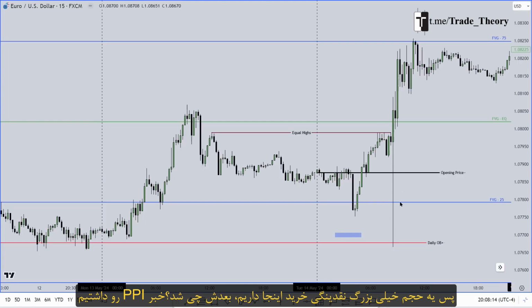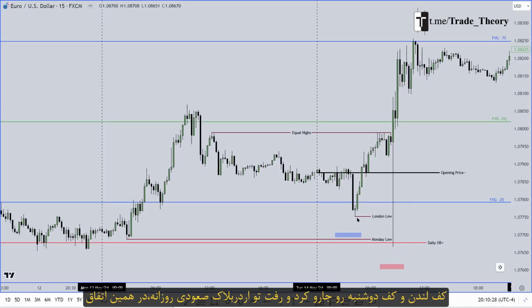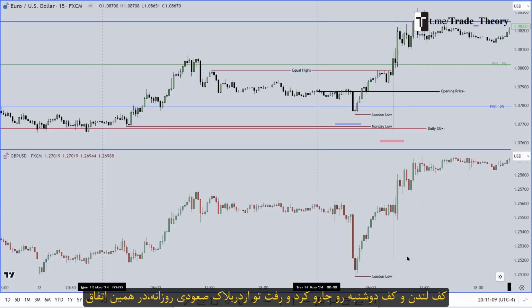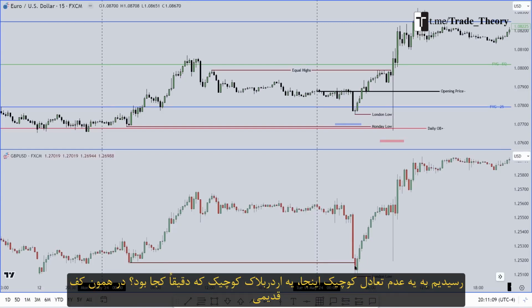We have the PPI numbers come out and we get this whipsaw of price action that runs lower during the New York session, sweeping London's low and sweeping Monday's low, digging into that daily bullish order block. As this is occurring, notice on the British pound that this drop lower failed to sweep London's low. We had already swept Monday's low on Tuesday, so we didn't need to go back below this swing low. We came into this small imbalance over here, this small order block that sat where? At that old low, right?